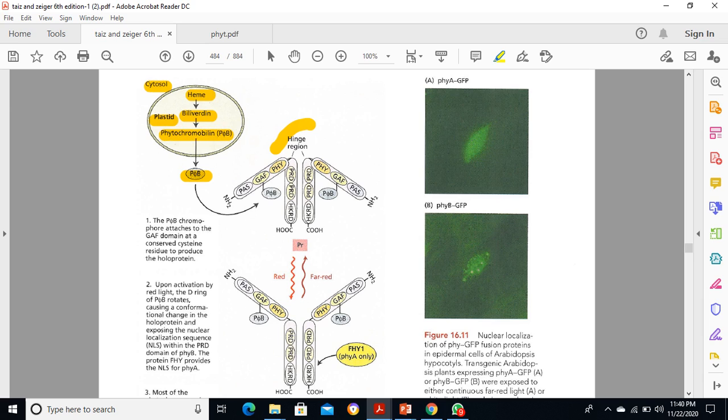At the same time, in the nucleus, the protein part is transcribed to mRNA, and it comes to the cytosol, and translation occurs. The protein part, that is the phytochrome apoprotein, will combine with the phytochromobilin and they form the active phytochrome.